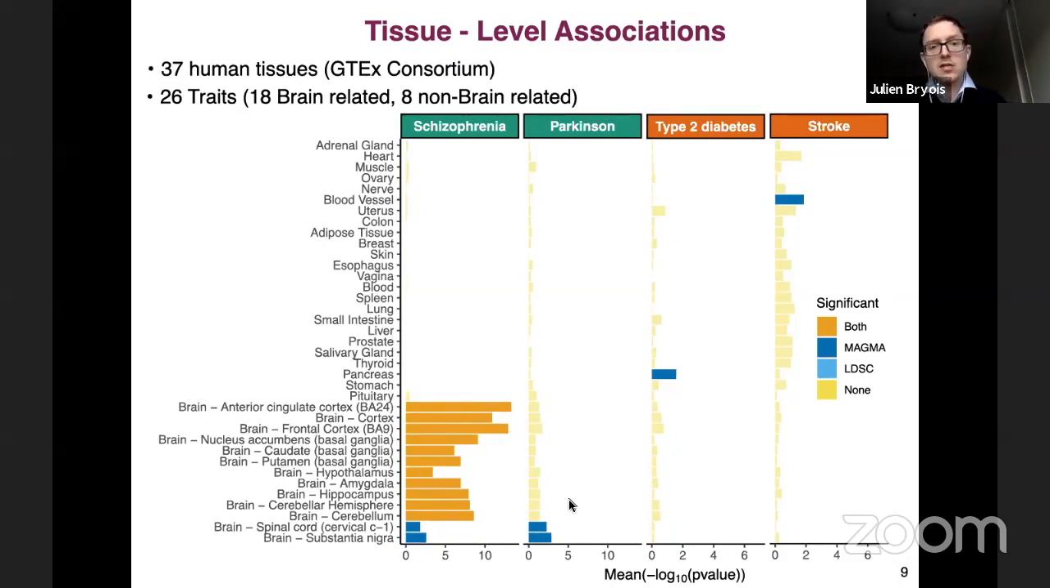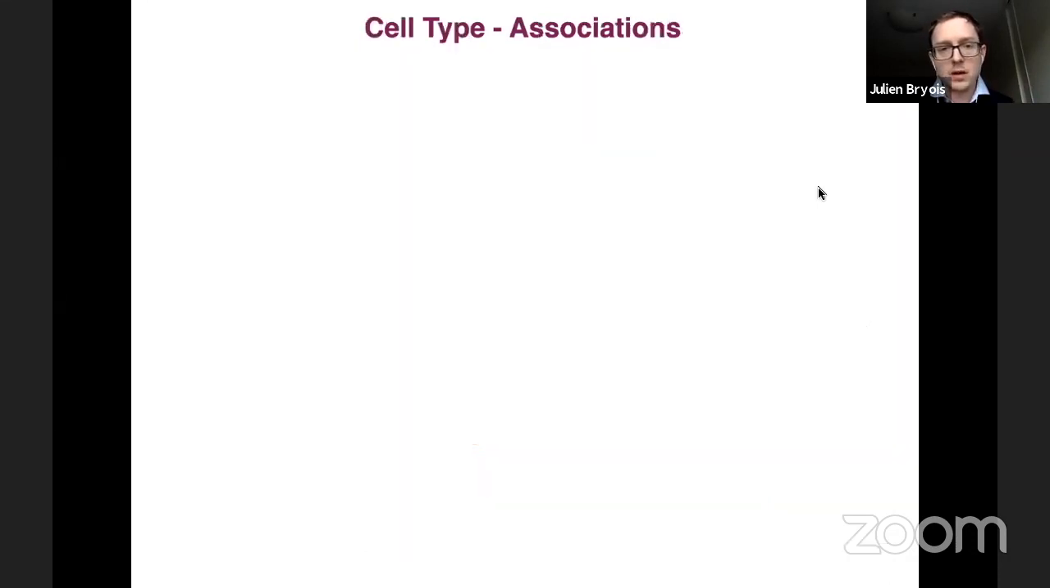For Parkinson's disease, we found the strongest enrichment in the substantia nigra, which is the expected region, because that's where dopaminergic neurons that are characteristically lost in the disease are located. For type 2 diabetes, we had the strongest signal in the pancreas, and for stroke in blood vessels. So this was reassuring and suggests that the findings at the cell type level are meaningful to find which are the relevant cell types for the different brain complex traits.